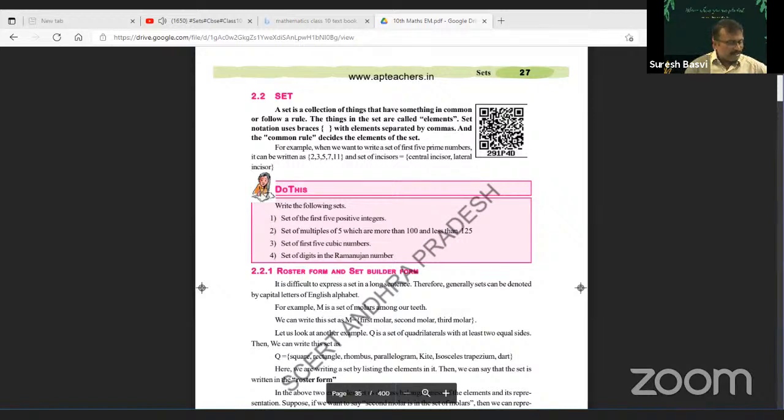Next, set of digits in the Ramanujan number 1729. Am I right or wrong? So 1729 is the Ramanujan number, and the digits are 1, 7, 2, 9. Okay, am I right, Hari? Next.